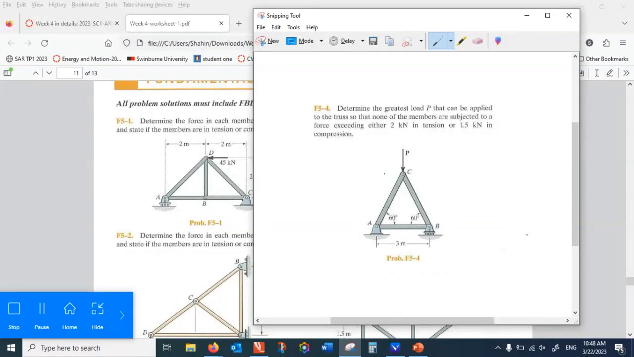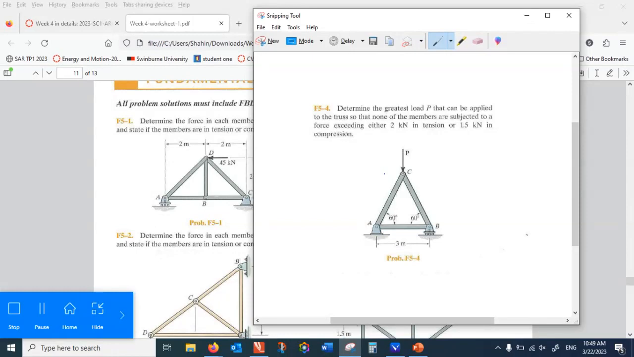So in this problem, let's understand what the problem is saying. It says none of the members can take more than 2 kilonewton in tension, or more than 1.5 kilonewton in compression. So the first thing we find is we have to identify all forces in terms of P.